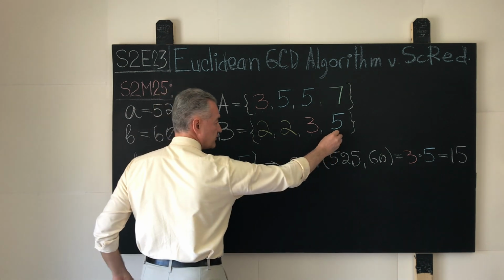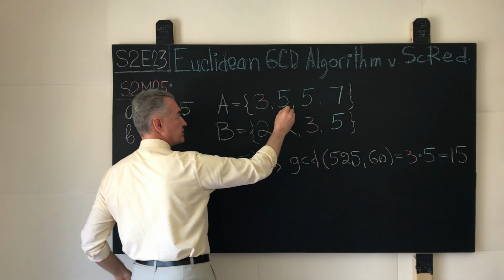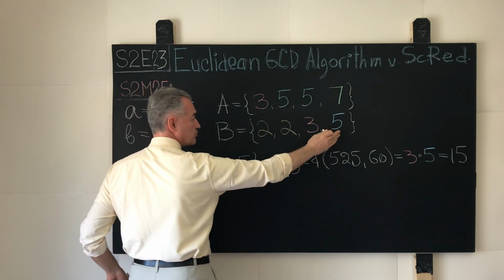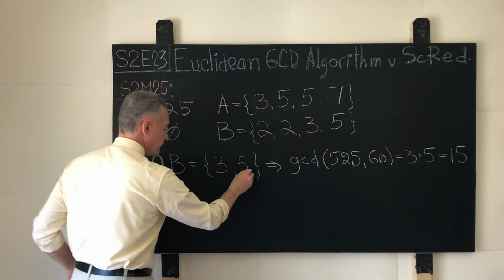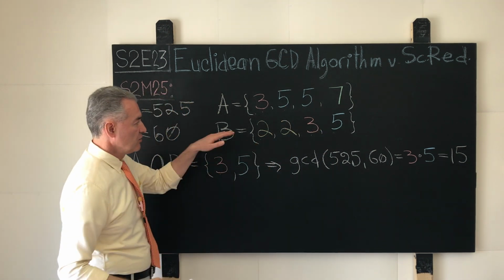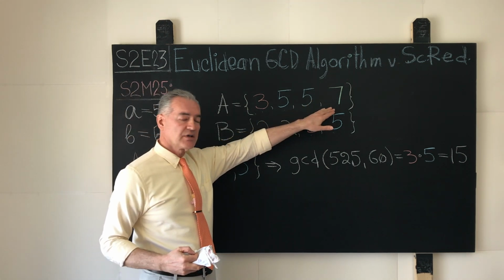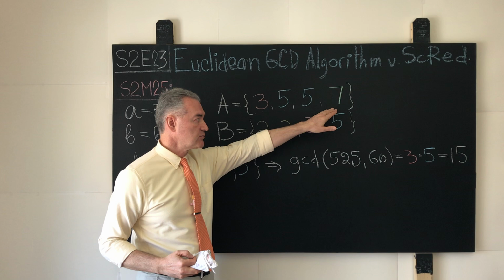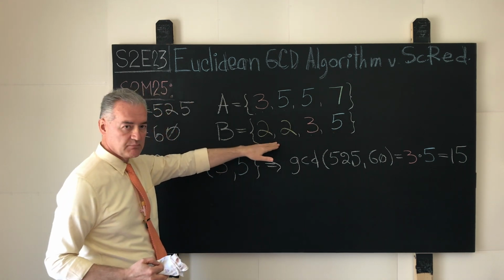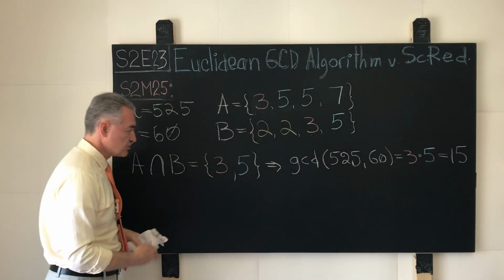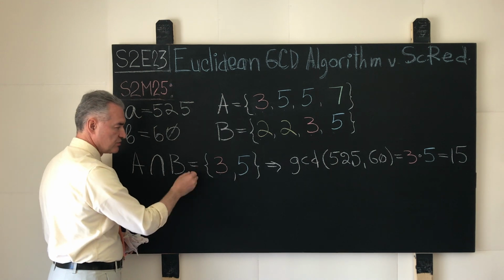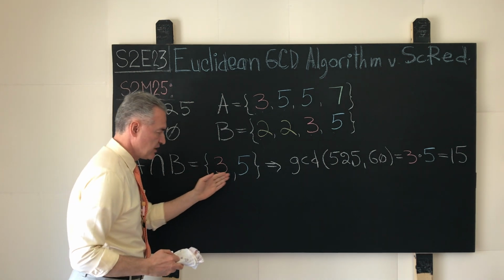Now we grab 5. 5 is present in B, 5 is present in A, actually in 2 copies, but we have only 1 here. So 5 makes it into the intersection. We run out of the material in the multiset B. There is more material in the multiset A, 7, but 7 is not present in the multiset B. We claim that the intersection is constructed. Only 2 primes made it into this intersection, namely the prime 3 and 5.